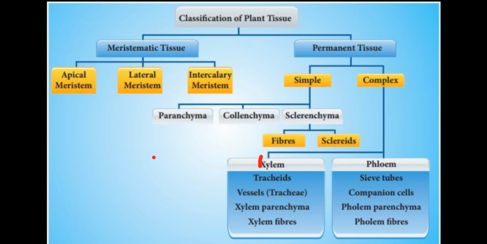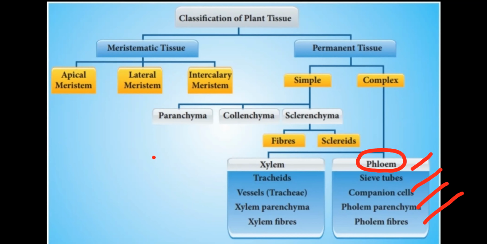Look, this is xylem, but it is made up of components such as tracheids, vessels, parenchyma, sclerenchyma, etc. Look at even this phloem. It is a permanent complex tissue, but itself is made up of sieve cells, sieve tubes, companion cells, parenchyma, fibers, etc. So when a given permanent tissue is made up of more than one different types of components, it is called as complex permanent tissue.